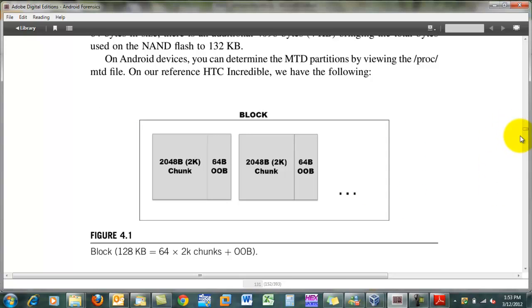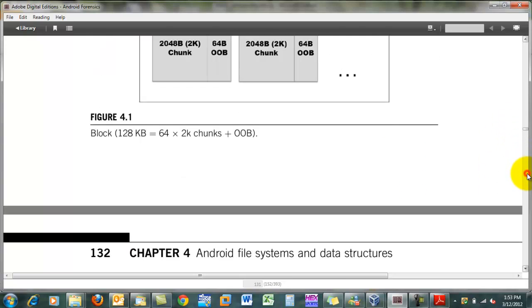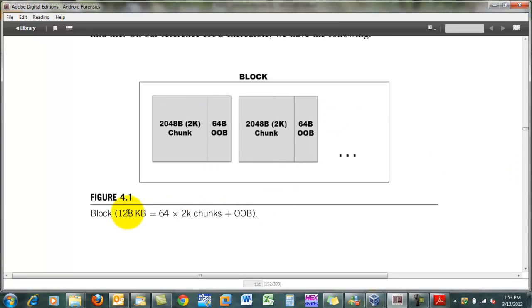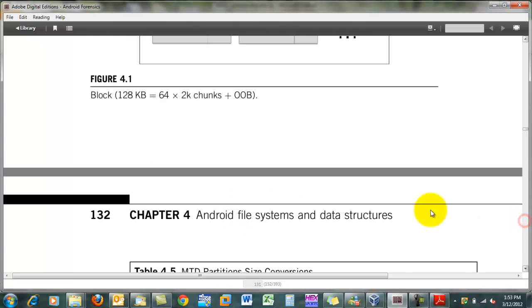A little example we can see over here will show that this block is 128k bytes and 64 chunks, and every chunk is 2k plus an OOB. Okay, this is what I'm trying to show over here.